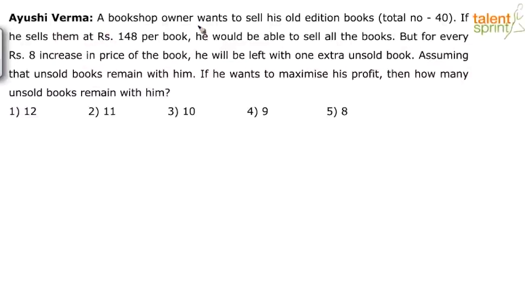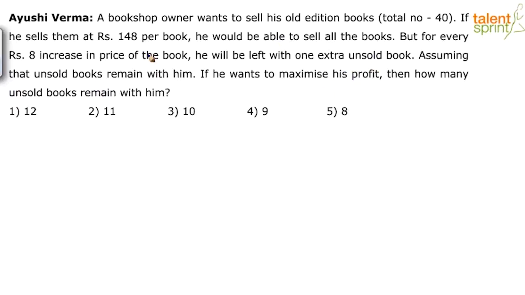A bookshop owner wants to sell his old edition books. Total number is 40. If he sells them at rupees 148 per book, he would be able to sell all the books. But for every rupees 8 increase in price of the book, he will be left with one extra unsold book. Assuming that unsold books remain with him, if he wants to maximize his profit, then how many unsold books remain with him?